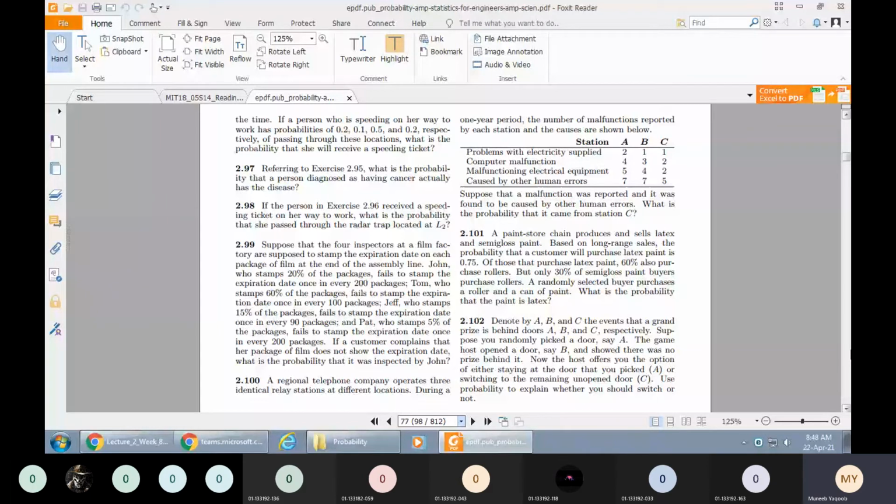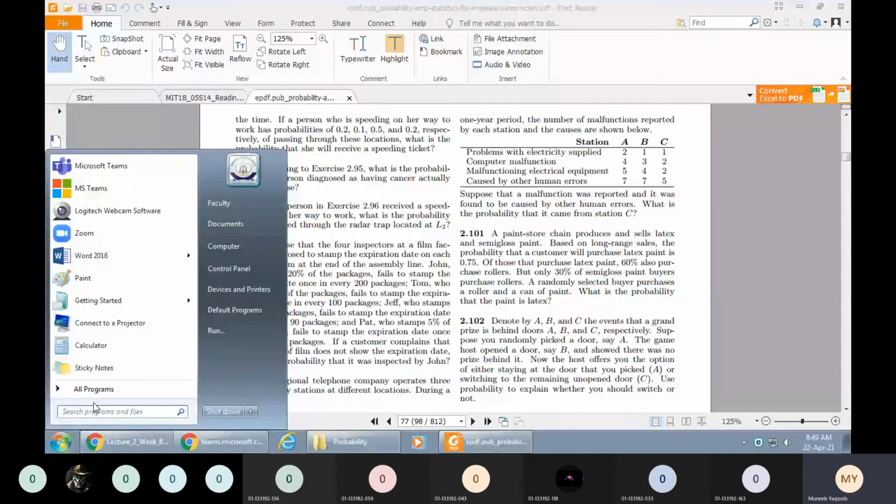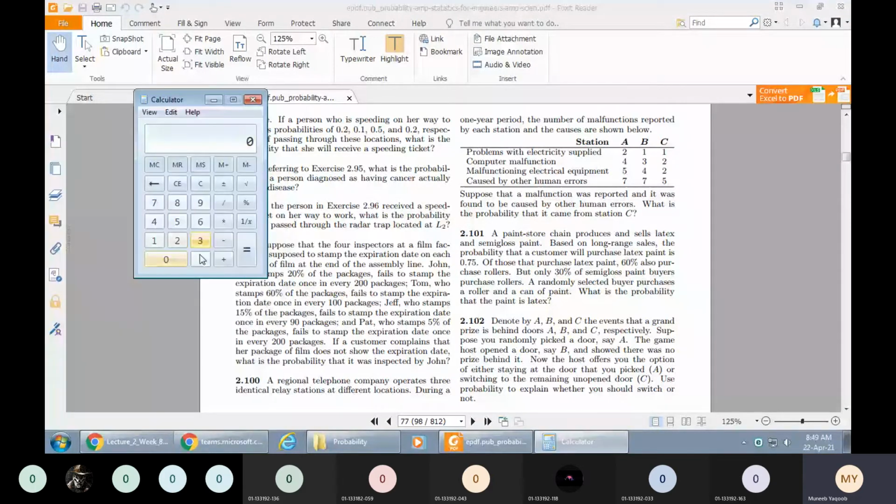For example, for probability of latex intersection roller, we will write probability of latex, that is 0.75, multiplied by probability of roller given latex, that is 60%. So we will write 0.75 multiplied by 0.6. This is our first intersection, probability of latex intersection roller. 0.75 multiplied by 0.60, and the answer is 0.45. So this is the first intersection probability, that is probability of latex intersection roller.